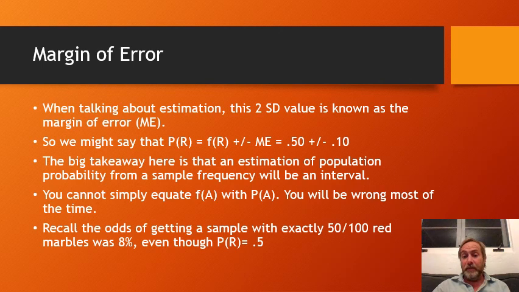The probability in the population will be 0.5 plus or minus 0.1, or in other words, between 0.4 and 0.6. And we can be 95% confident.